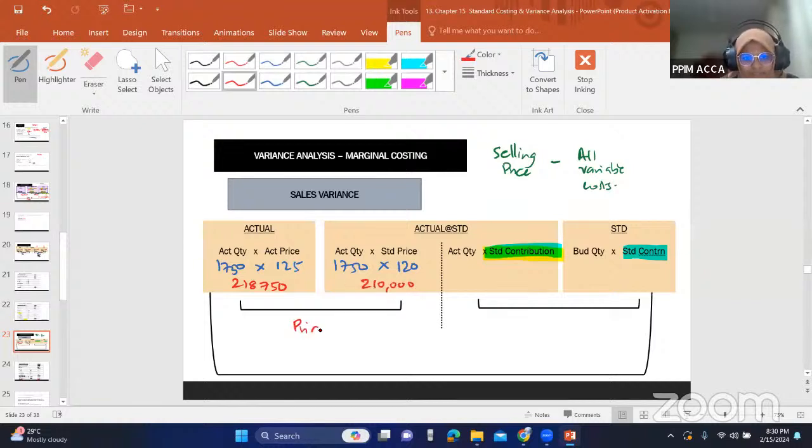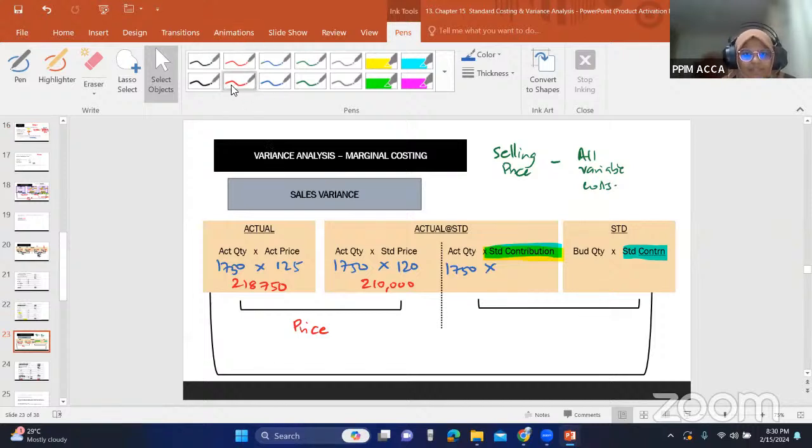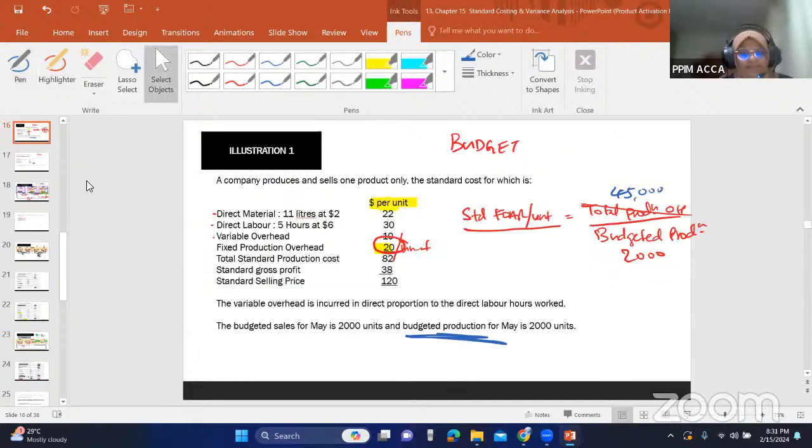I'll get the price variance. Then we have the quantity. Actual quantity again 1,750. Budgeted quantity, if you remember, it was 2,000. Okay, so let me put that as well. So it will be easier for me. Now I just have one more figure. If I can get that standard contribution, I'm done with variances. Okay. So let's go to the standards.